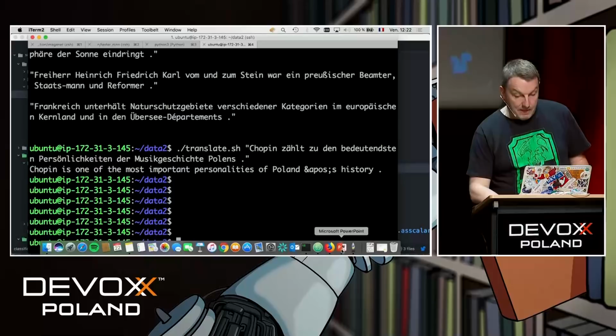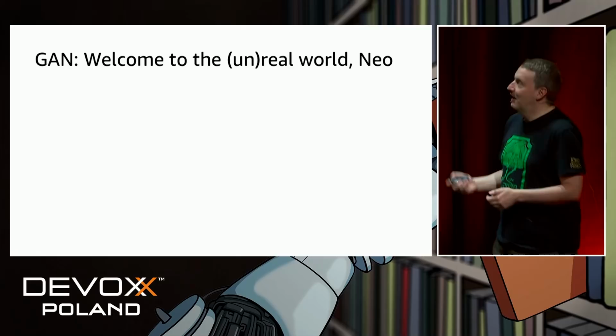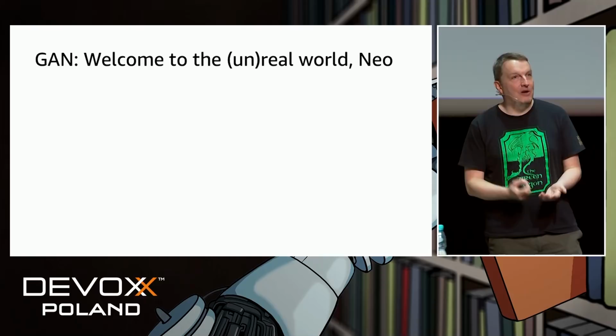I'm out of time, so I'll take 30 seconds for the crazy stuff because I hate not talking about it, and then I'm done. So the last type of architecture I want to talk about is called GANs, Generative Adversarial Networks. And they are weird, right?